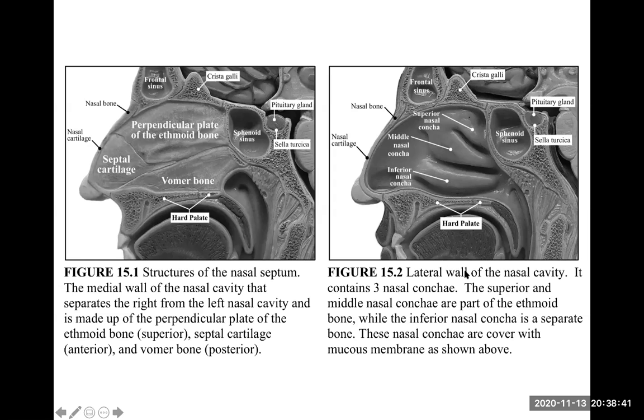The lateral wall of the nasal cavity contains 3 nasal conchae, the inferior, middle, and superior nasal conchae. And again, those are kind of ridges on the lateral wall that help to humidify the air, condition it, warm it, and moisten it.